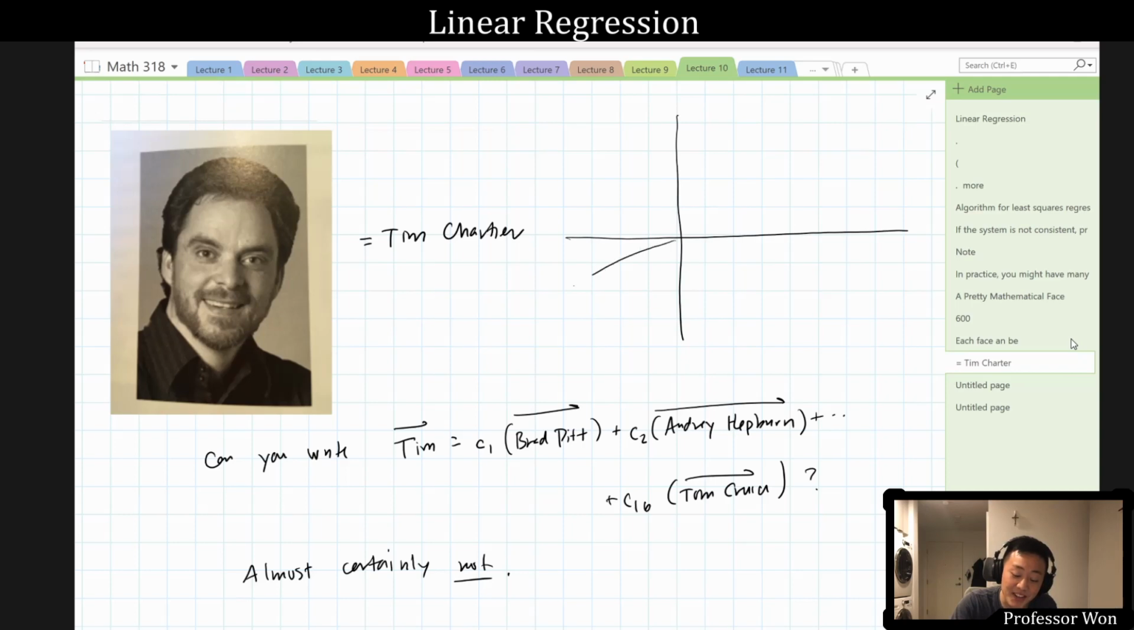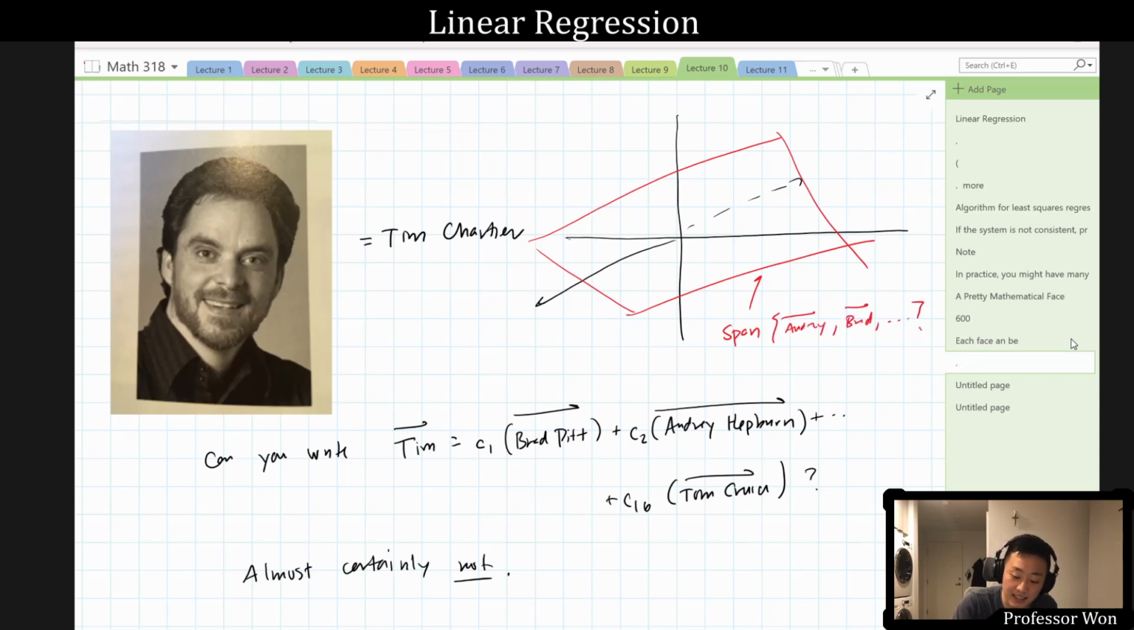So the picture here is that it's the same. This is the only picture I'm going to draw for the entire quarter, right? This plane is the span of the celebrities' faces, right? So span of Audrey, Brad, and so on. This is a 16-dimensional subspace. This is R to the 540,000. And Tim is some vector here. So it's almost certainly Tim is not going to end up on this 16-dimensional subspace.